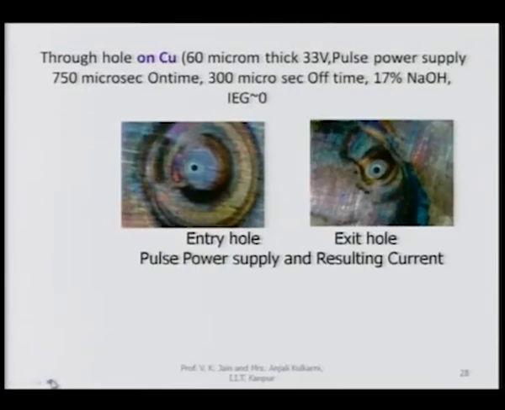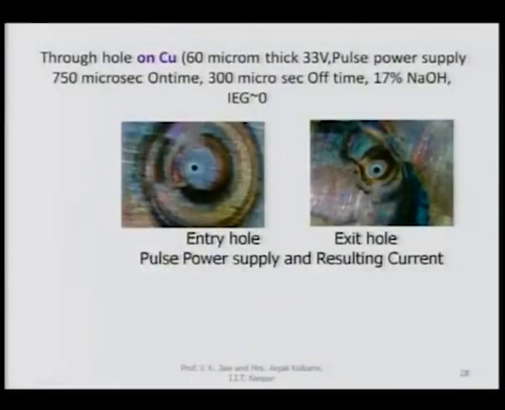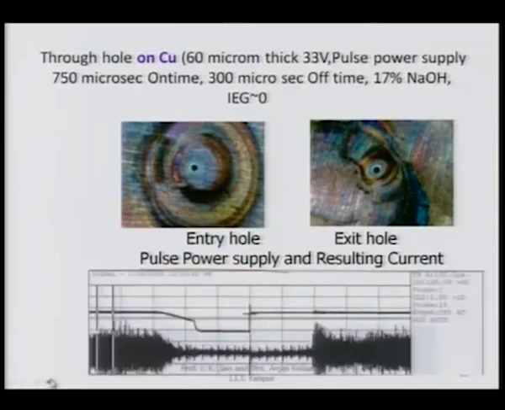Then metallic pieces were also machined and micro holes were drilled, and you can see when you are drilling a hole, the size of the hole at the entry and at the exit will be different, and that is what we have tried to show here. This is the copper, and this is the entry side hole, and this is the exit side hole, and we had used a pulse power supply here, and you can see the pulse power supply and the resulting current observed during the process.